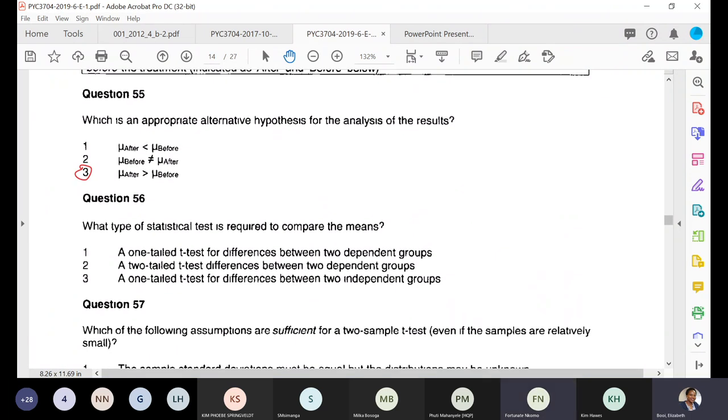Three. And 56? That's one. It's one. One. Okay. So one. You need to go and read more in terms of those.